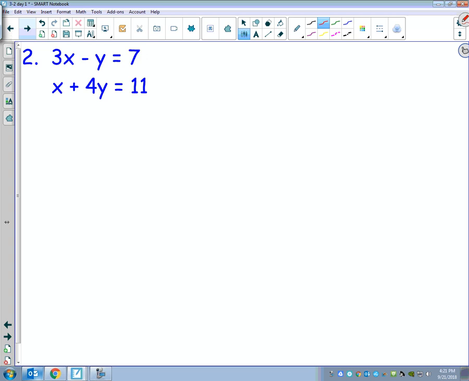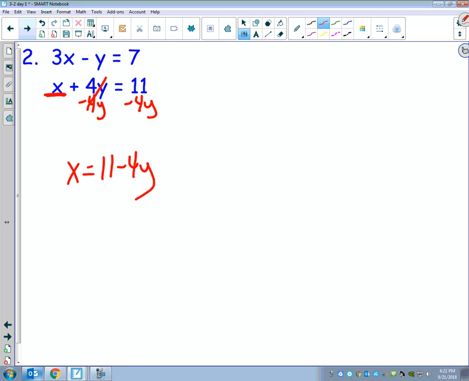So what about this one? This is where you have some choices of what you want to solve for. I would say you should either solve for this y or this x, because you don't want to have fractions, right? Fractions make things a lot worse. So I always solve for one that doesn't have a number in front of it. So if I was going to do substitution on this one, I would get this x by itself because it's the easiest. So I would subtract 4y over, and I get x equals 11 minus 4y.